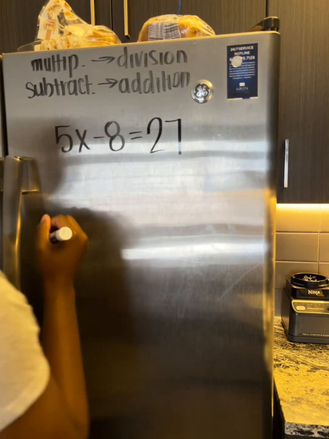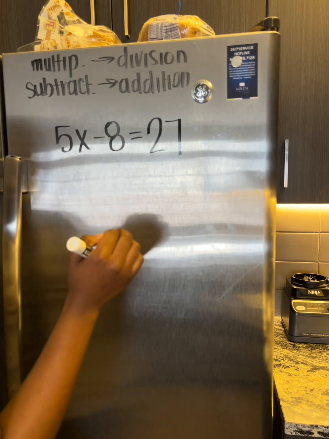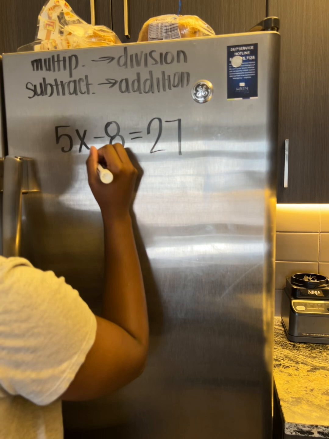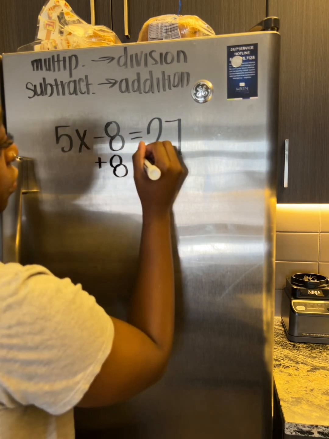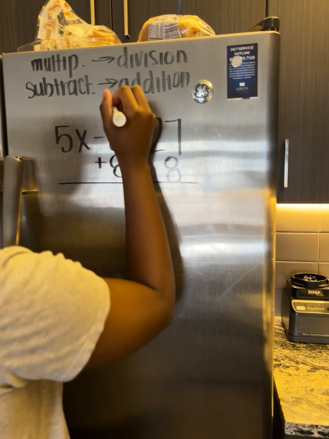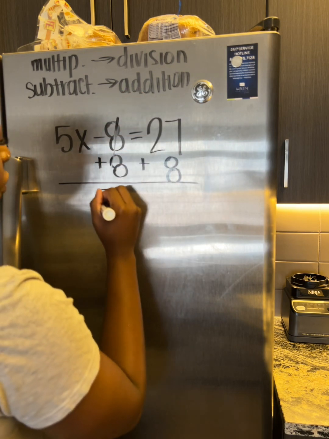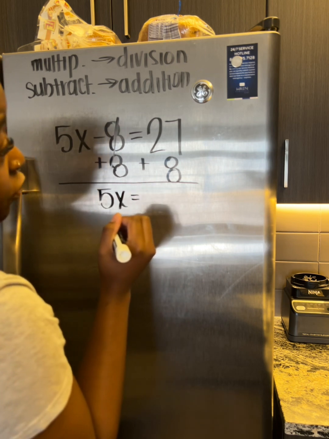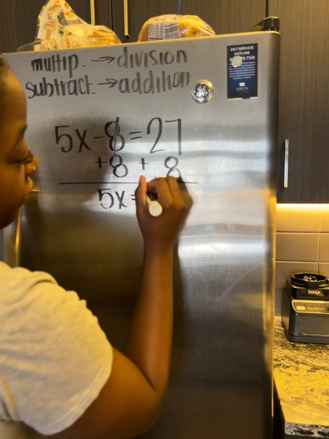All right. I'm multiplying in here and I'm subtracting. So I know I'm going to be dividing and adding. And I'm going to add 8 first, because we work smarter, not harder around here. Cancel that out. Bring down 5x, because my 5x is still there. 27 plus 8 is 35.